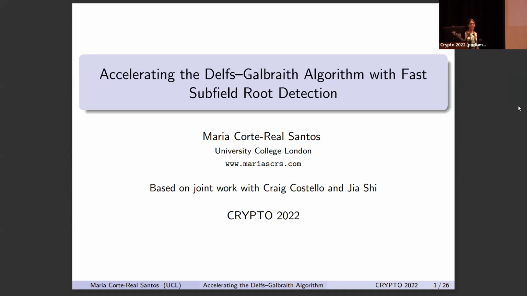There will be 4 talks today, and the first one is on isogeny-based cryptography, which is, contrary to some people's belief, not totally broken. There are still things that are believed to be secure. And the title is Accelerating the Delf Skelbroth Algorithm with Fast Subfield Root Detection, written by Maria Santos, Craig Costello, Josh, and Maria will give the talk.